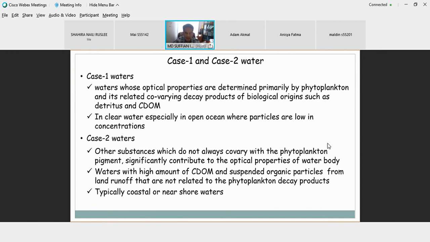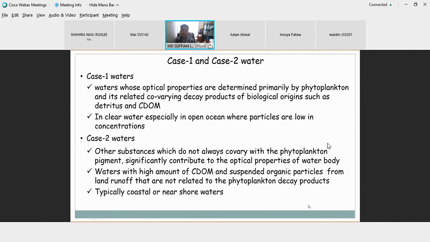Kalau di open ocean, kalau phytoplankton tinggi, detritus juga akan meningkat, sediment juga akan meningkat. Tetapi kalau di coastal water, because the sources of this substance are from the fresh water, from the terrestrial origins, so there is no co-variation between phytoplankton and other non-pigmented particles. So waters with high amount of sediment and suspended organic particle from land runoff are not related to the phytoplankton decay products.